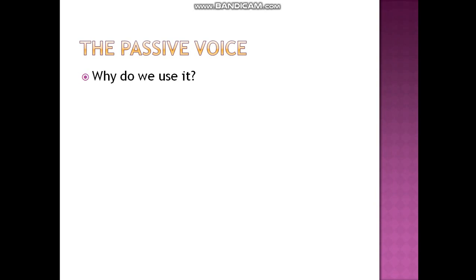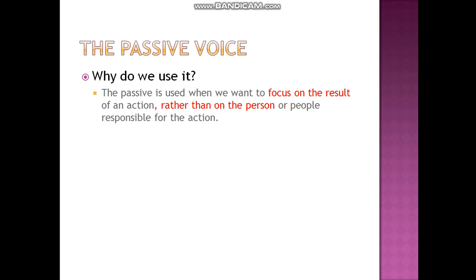So, the passive voice. Why do we use the passive voice? We have 3 reasons. The passive is used when we want to focus on the result of an action rather than on the person or people responsible for the action. So, if I use the passive voice, that means that I don't care who the subject of my sentence is. I don't care who did the thing. I just care about the results. Is the thing done? Who did it? I don't care.